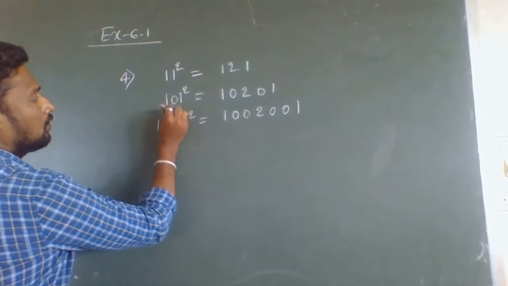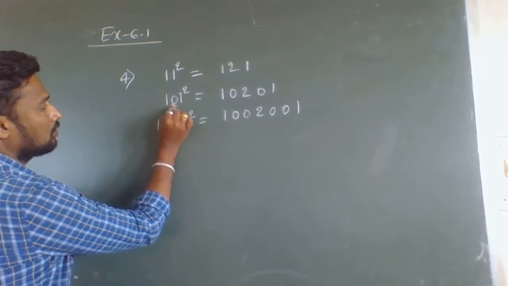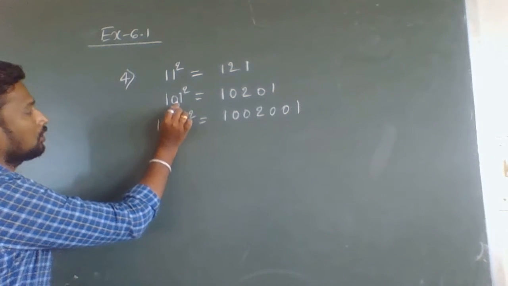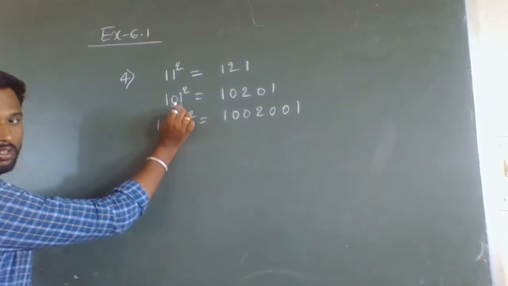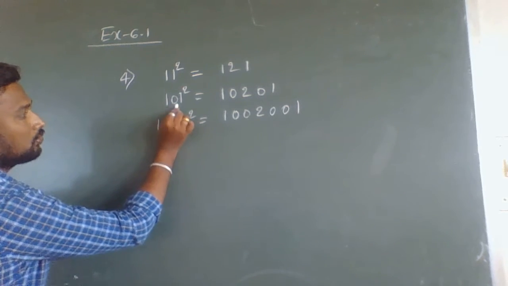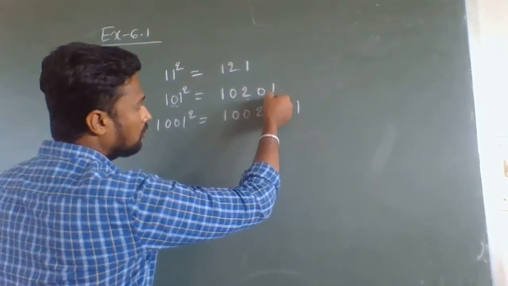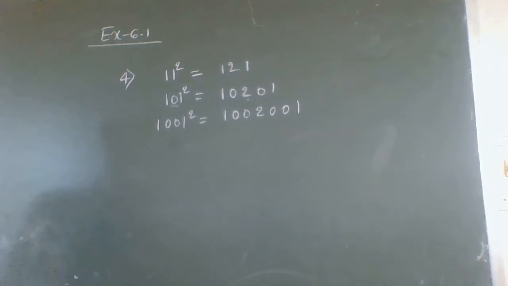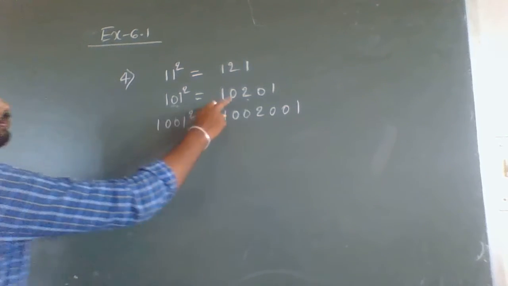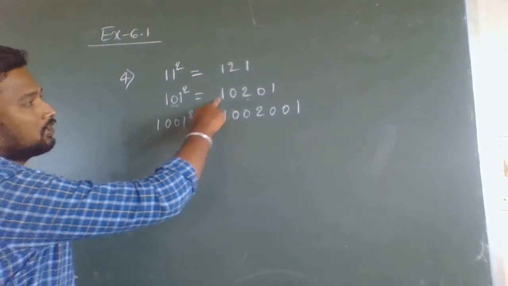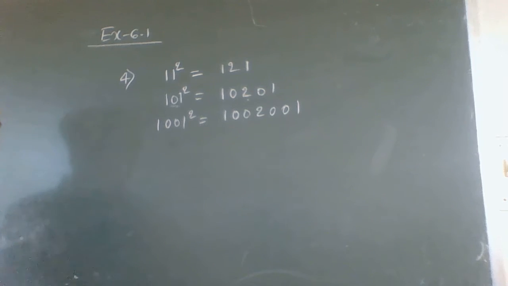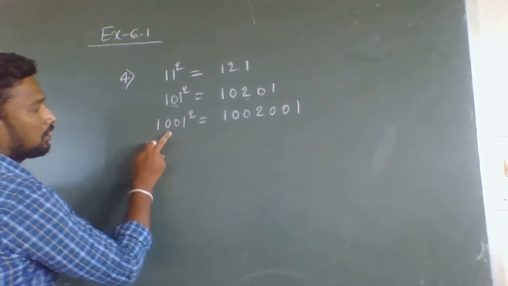So now by this you can observe that in 101 square, what we have written here, 10201, you should count the number of zeros. How many zeros are there? Only 1. So before 2 you should write 1 zero and after 2 you should write 1 zero. And before this zero you should write 1 and after this zero you should write 1. Like this only, same pattern.